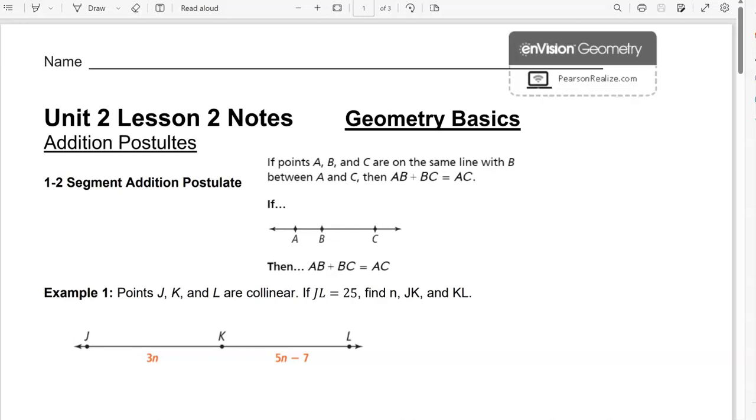This is part 1 in our Geometry Basics video notes. In part 1, we are going to look at addition postulates. There are two different ones we're going to look at: segment addition and angle addition.